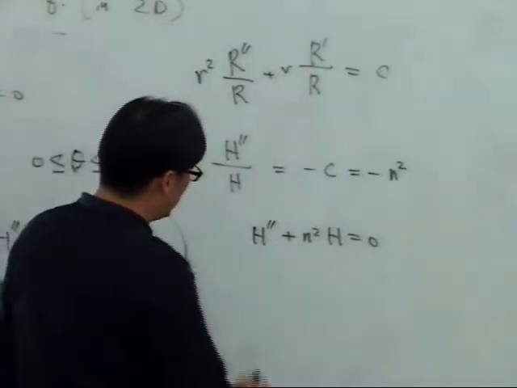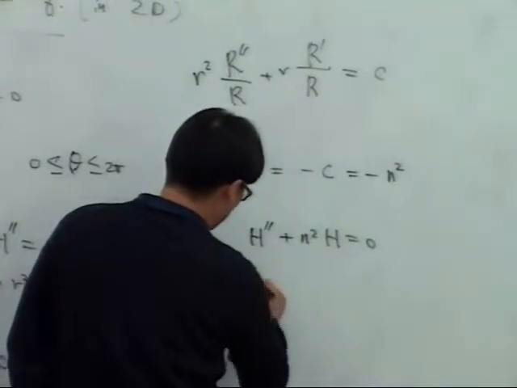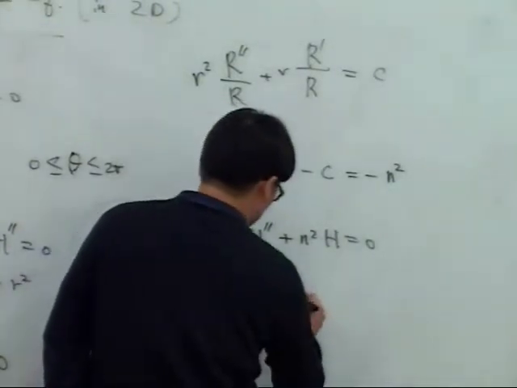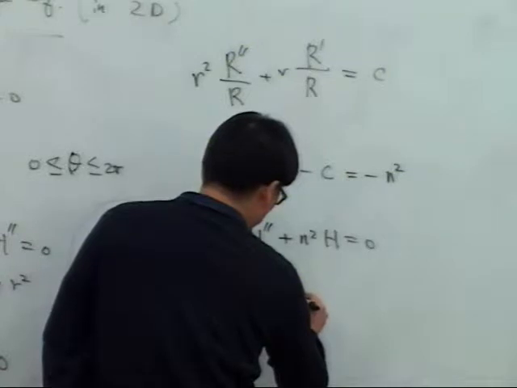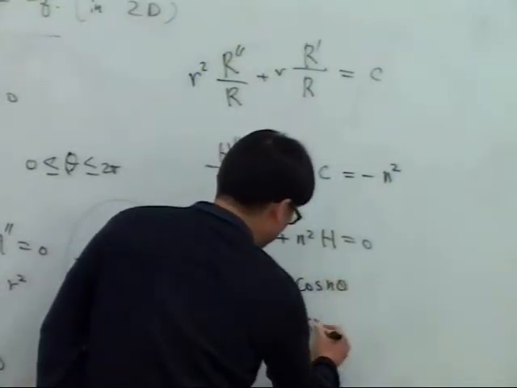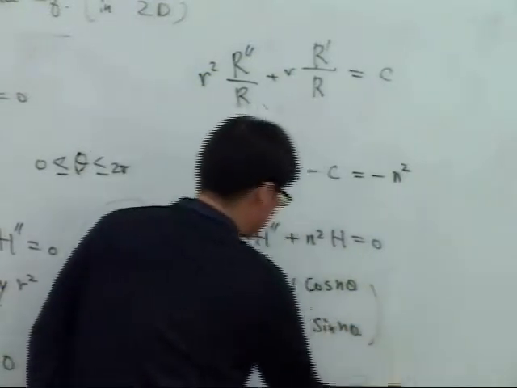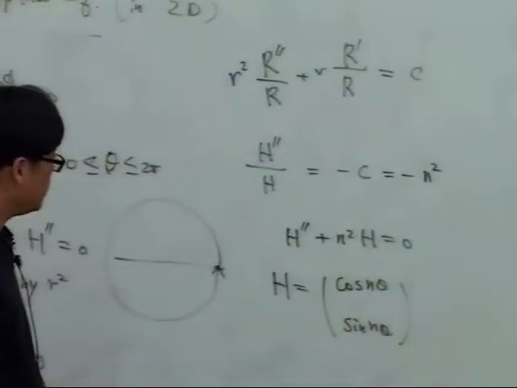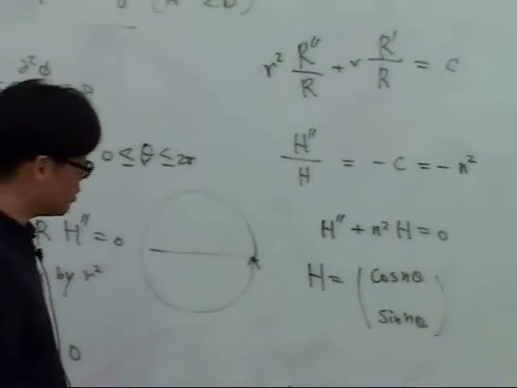Okay? And then H has to be either cosine n theta or sine n theta. Okay? Or a linear combination of those.